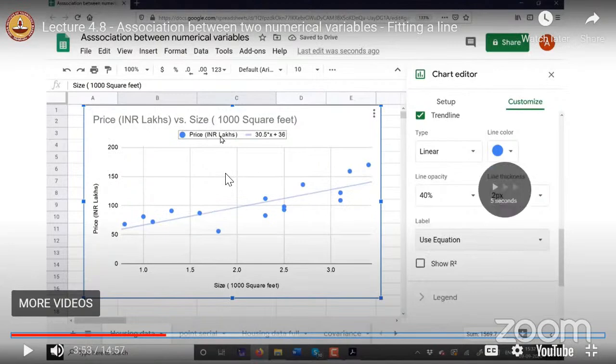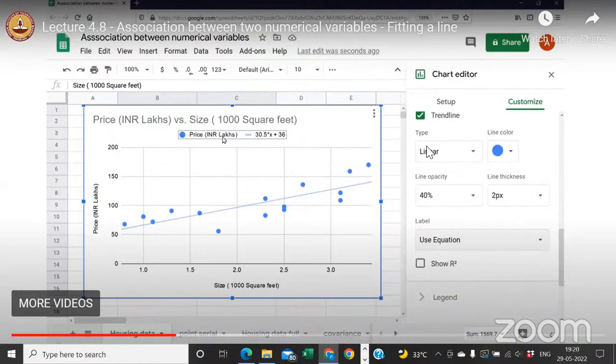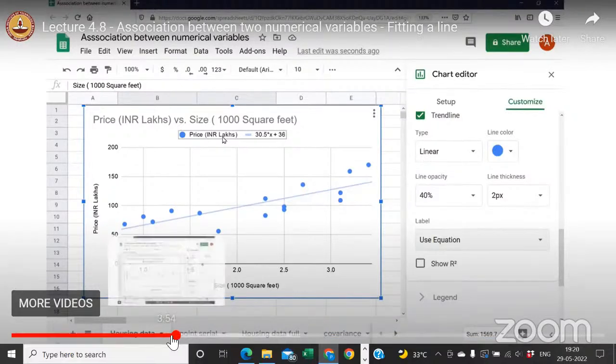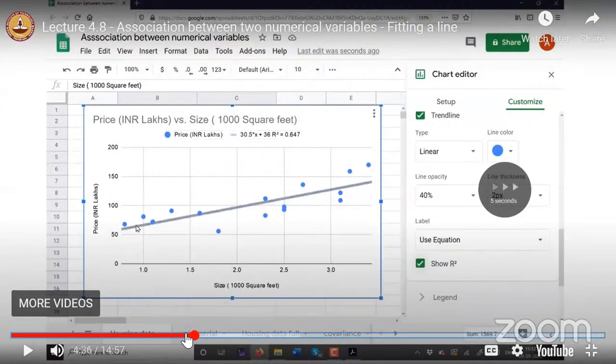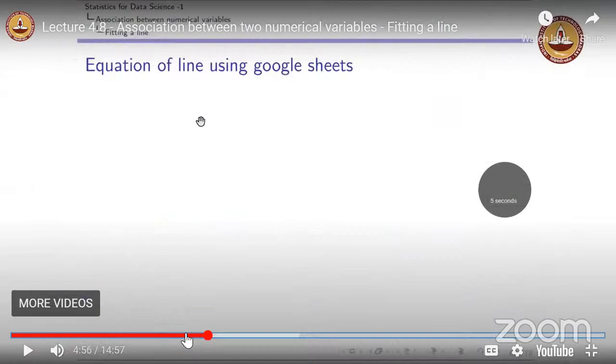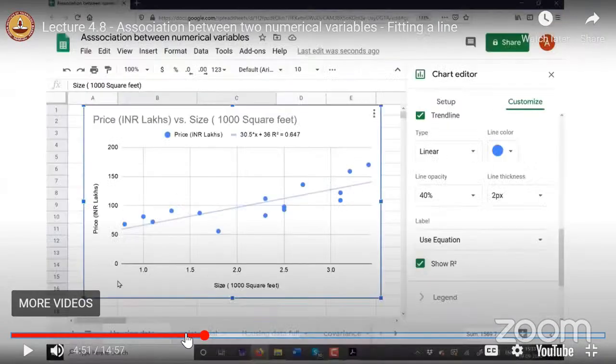Okay. Okay, sir. If you see, now who is this? There's some background. If you see, next you can move further. Okay. Now equation of line using the Google Sheet. Okay.